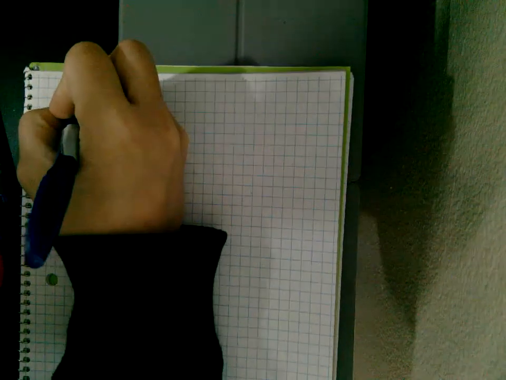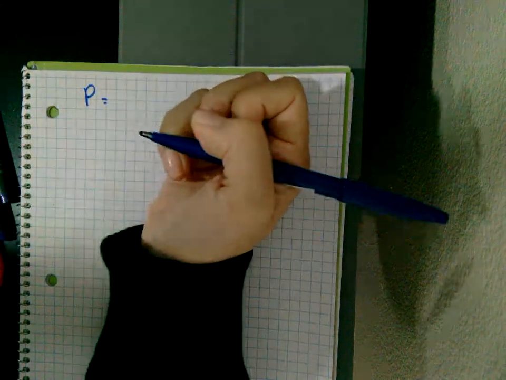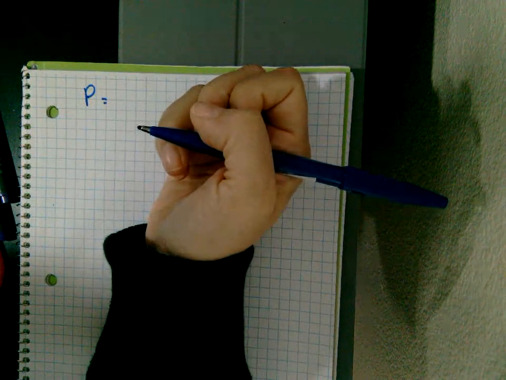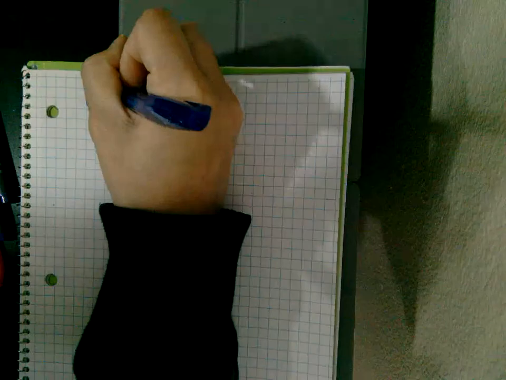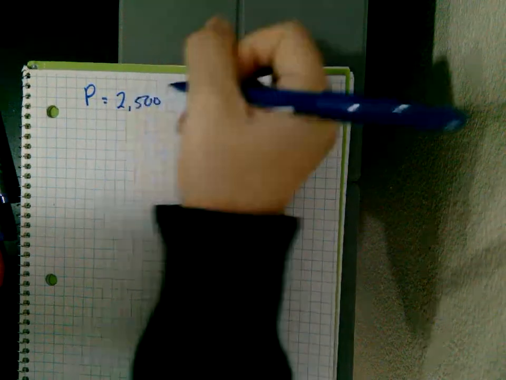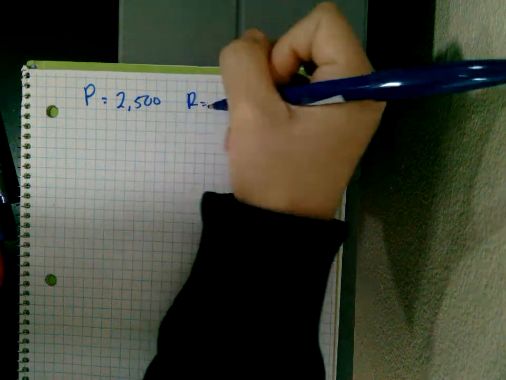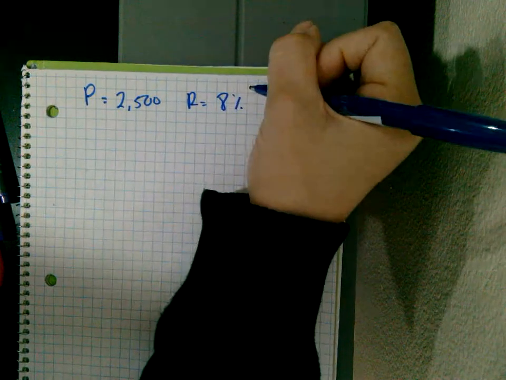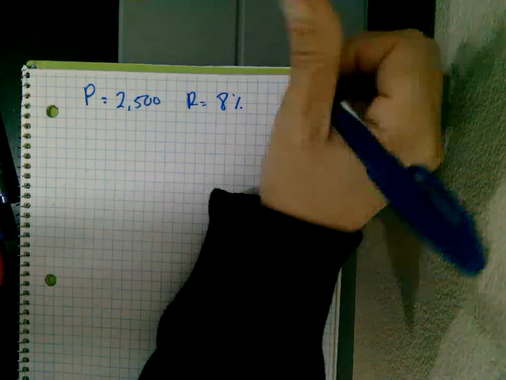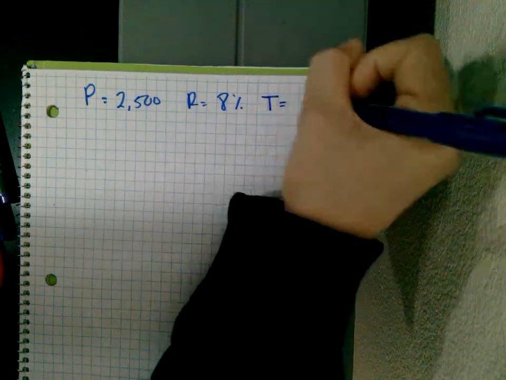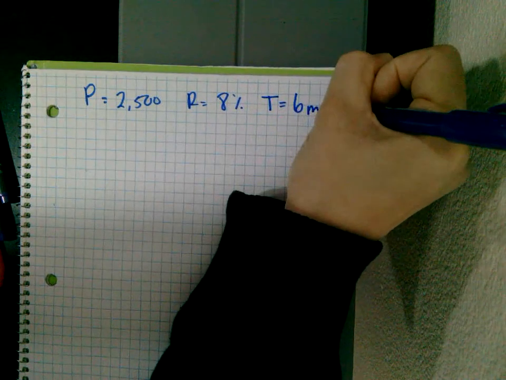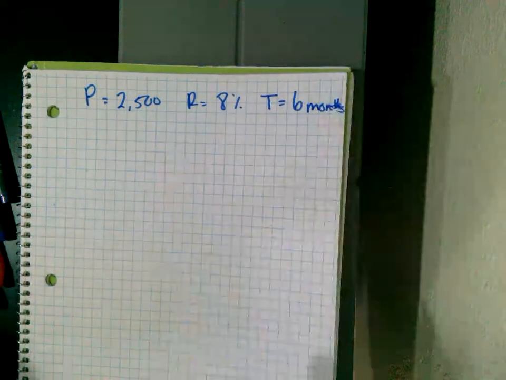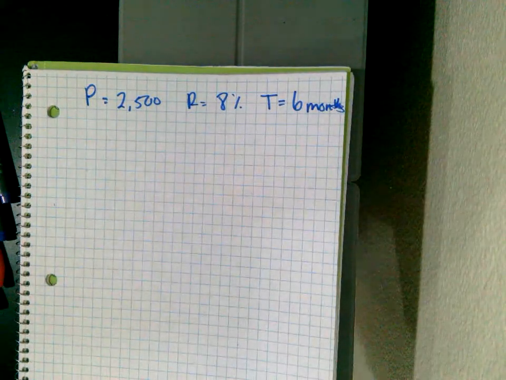It's rushed. Okay, so let's say my principal, I let my brother borrow money. I let him borrow $2,500. And I said, your interest rate, because you're my brother, is going to be 8%. Because we're family. But time would be 6 months. He only has 6 months to pay me back.